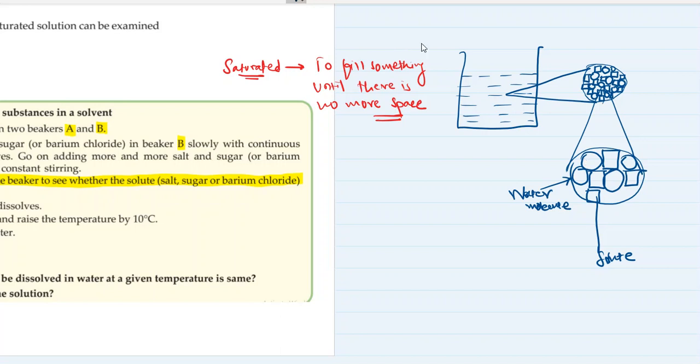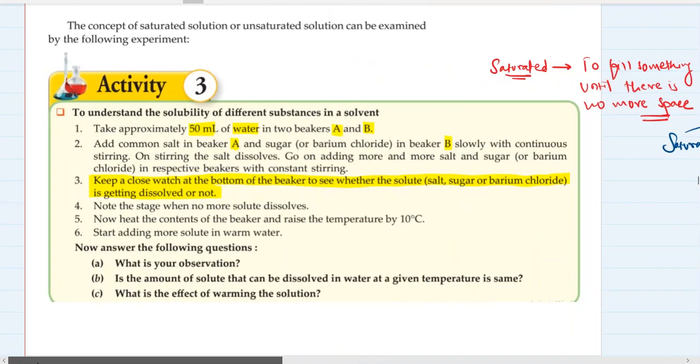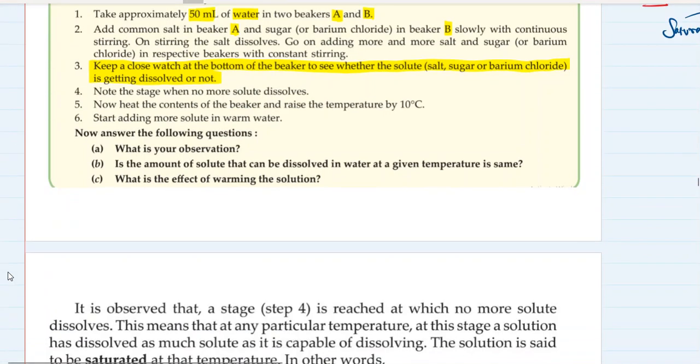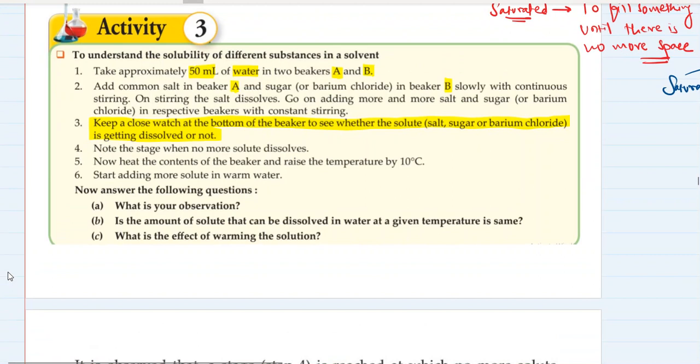So what will happen if the solution becomes saturated? Just imagine that this solution has now become saturated. You have added the maximum possible amount of a solute in this solution. So what will happen if you add more solute and stir it? It will not get dissolved. No matter how much you stir it, it will get settled down. You understand? That's why they are saying to keep a close watch at the bottom of the beaker to see whether the solute is getting dissolved or not. Note the stage when no more solute dissolves.